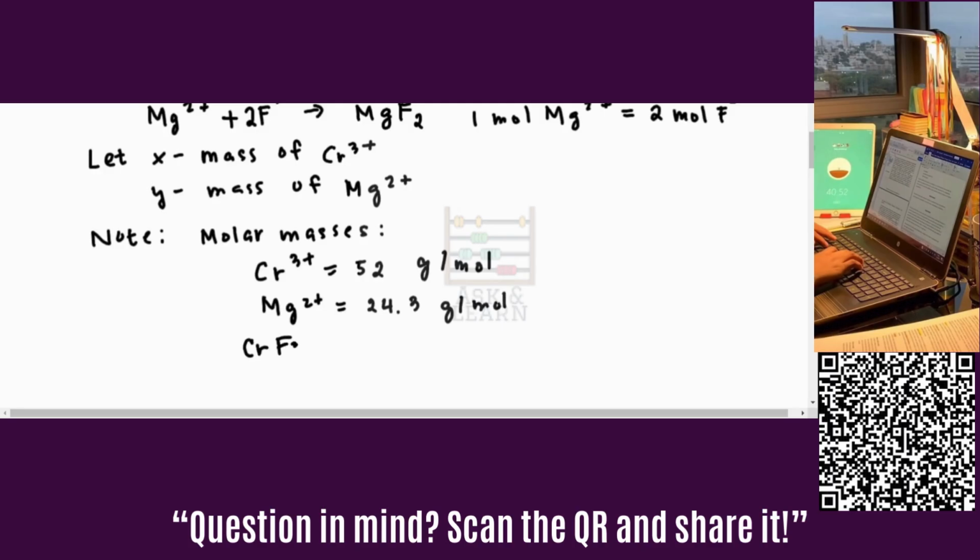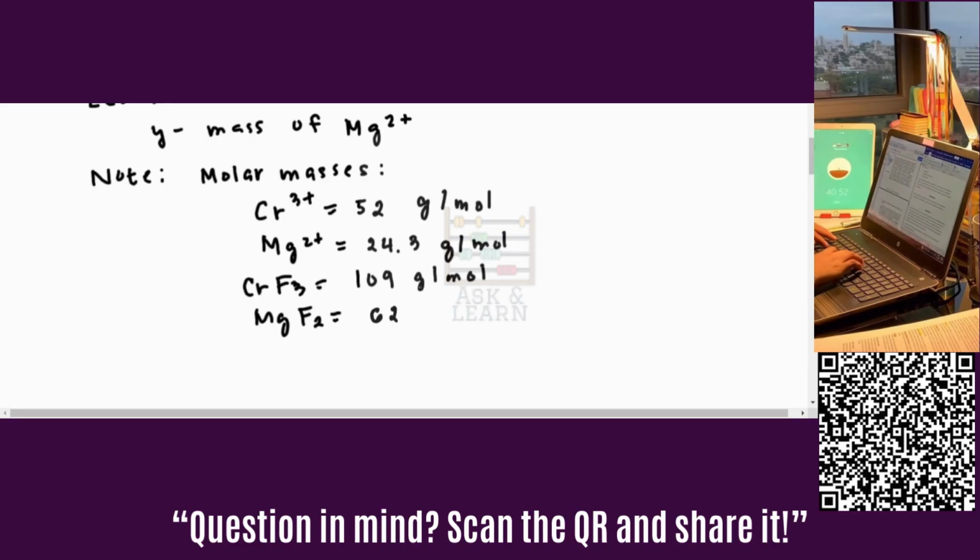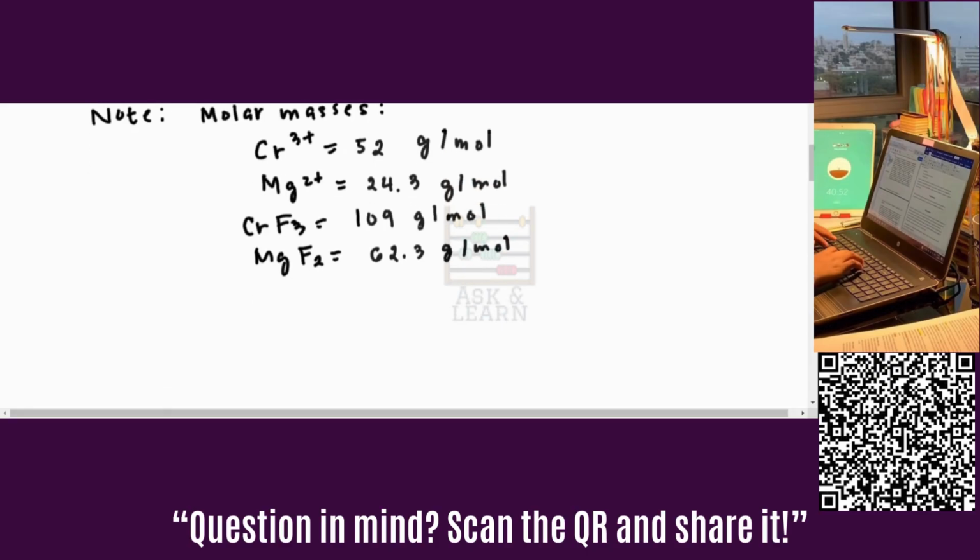So the molar mass of CrF3 is 109, while for magnesium fluoride, it's going to be 62.3. Right? All right.